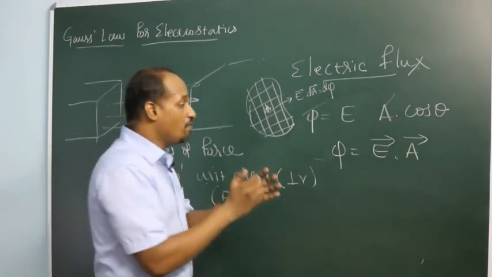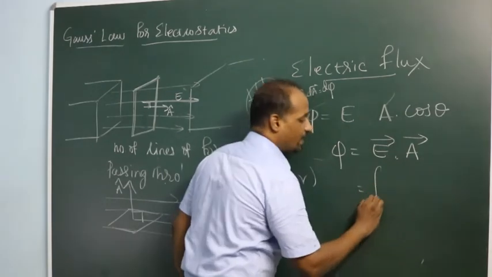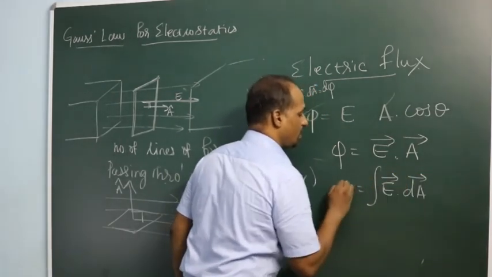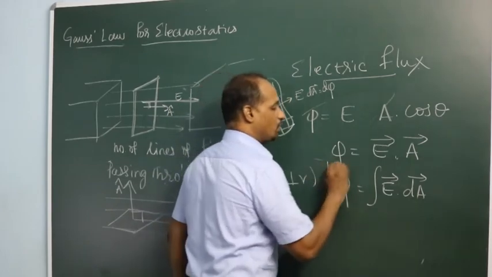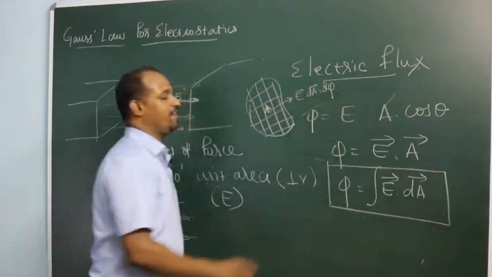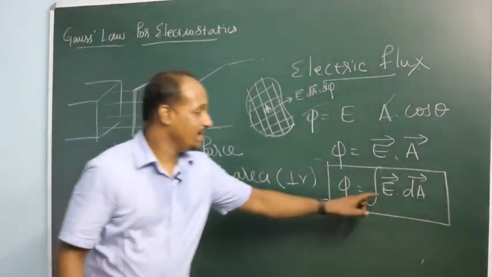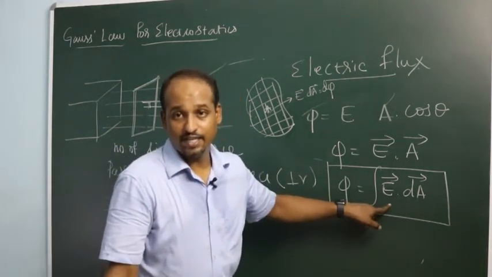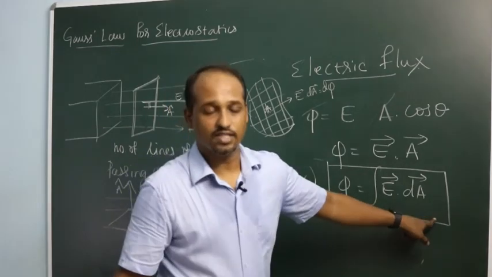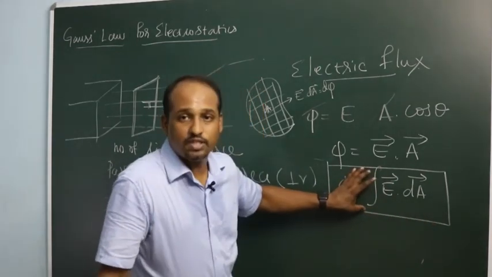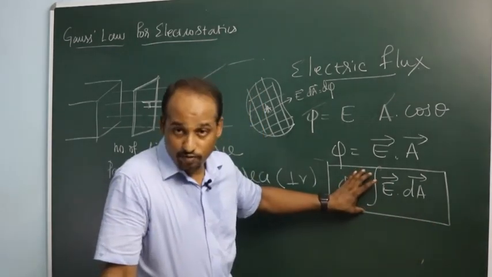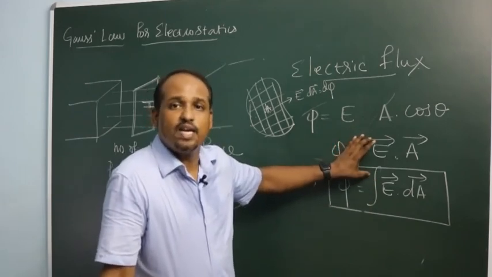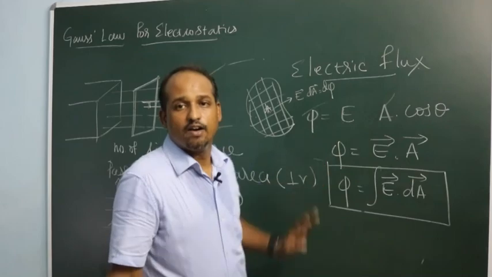The summation of all that is called integration of E dot dA. E dot dA is electric flux. So flux of an electric field through an area is the integral of E dot dA. You can also say that as E dA cos theta. This we use especially in non-uniform electric field. In a uniform electric field, it is so simple, simply E dot A or EA cos theta.